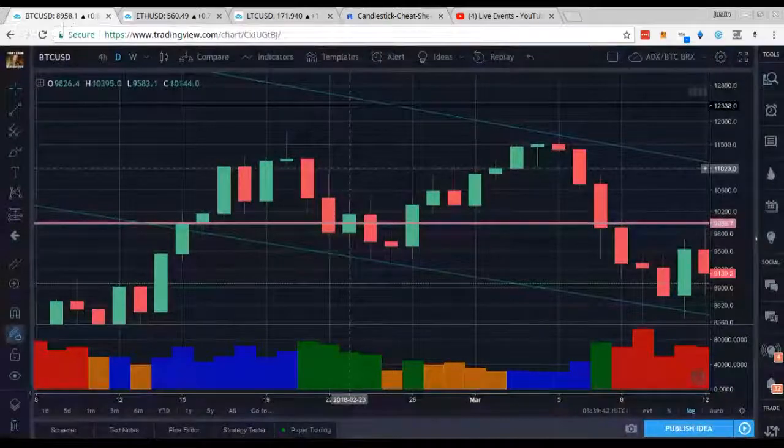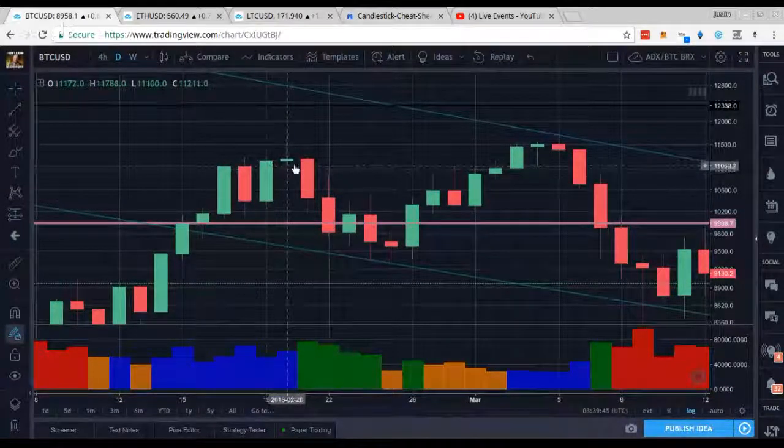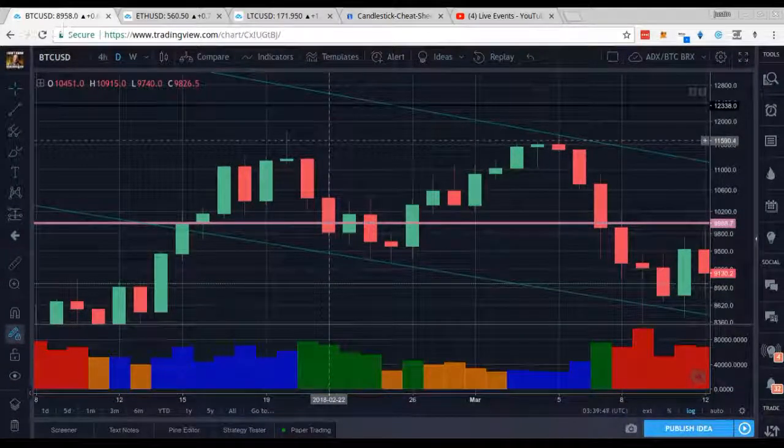So we'll come over here and look at this. And here, even though we have a lower wick, this is not the perfect example of it. It's about 98% of the way there. I would still call this a shooting star, although you could look at it as a gravestone doji.